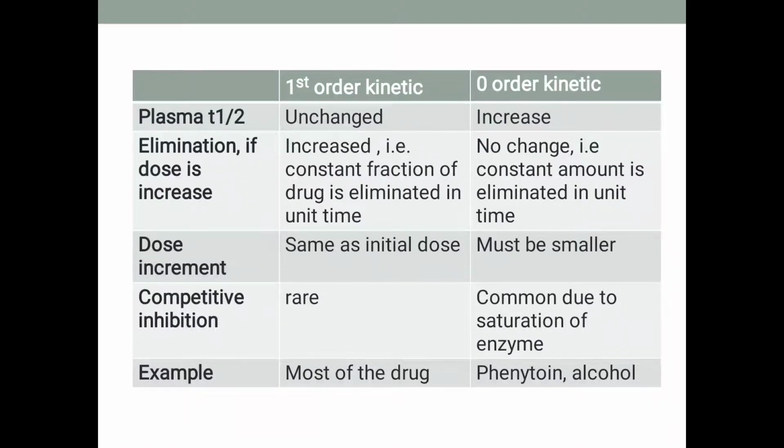Dose increment: in first order kinetics, dose increment should be the same as the initial dose, and in zero order kinetics, dose increment should be smaller than the initial dose. Competitive inhibition rarely occurs in first order kinetics, but is common in zero order kinetics because of saturation of the enzyme. Example: most of the drugs follow first order kinetics. Some drugs like phenytoin and alcohol follow zero order kinetics. So you have to remember the difference: what is first order and zero order kinetics, the effect on plasma half life, elimination process, dose increment, inhibition, and which examples follow zero order and first order kinetics. These are some short questions or examples for first order and zero order kinetics.